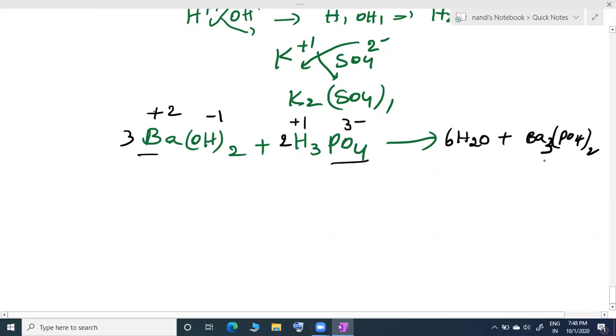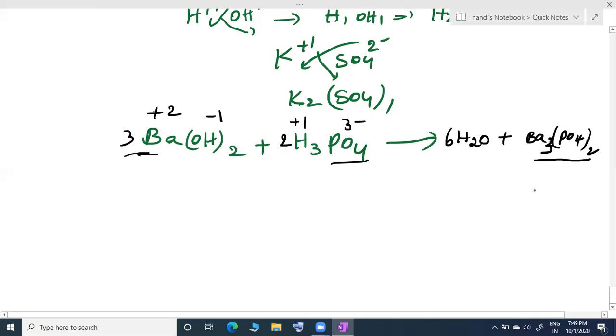How many barium is there in the product? 3. Got it? 3. Then I have to write 3 only. Before this barium, I have to write 3. Left side number of atoms equal to right side number of atoms. There is a law of conservation of mass. I think you've done your lesson also, very clearly.